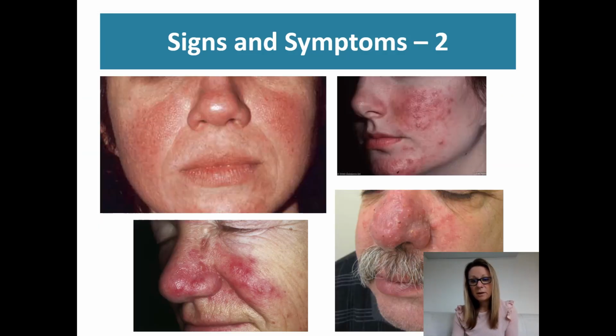You can see some typical images of rosacea here. So on the top left picture, that's a typical sort of red cheeks that appear, and then the picture below that you can see the pronounced redness with thickened skin, and then the picture at the top there you can see development of papules.